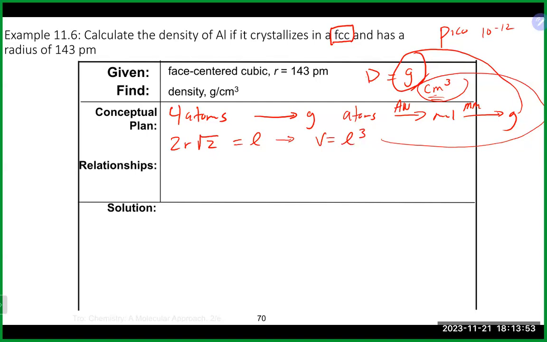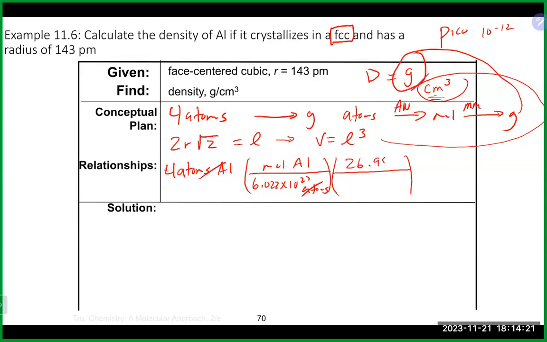So let's take a look and do this together. We're going to start with the first part, which is there are 4 atoms of aluminum. Using Avogadro's number, there is 6.022 times 10 to the 23 atoms per mole of aluminum. If I stop at that point, my atoms of aluminum cancel. I can then go to the periodic table and find the molar mass of aluminum, which is 26.98 grams per mole. The moles of aluminum will cancel, and that will give me the grams of aluminum.